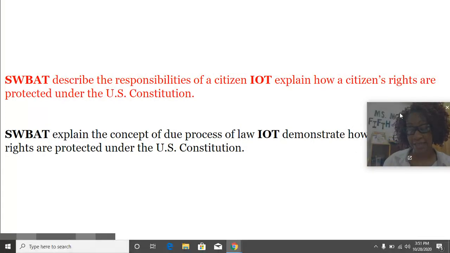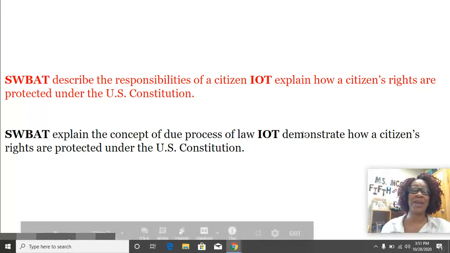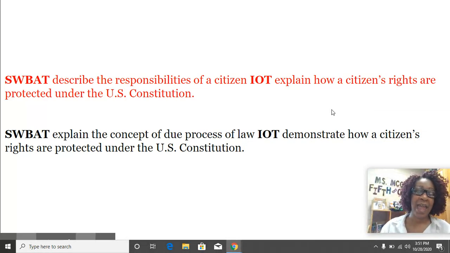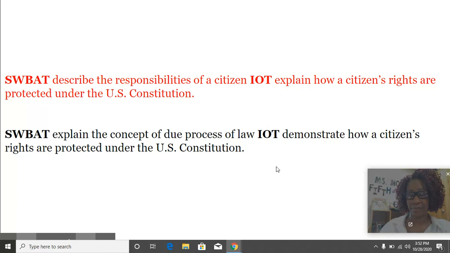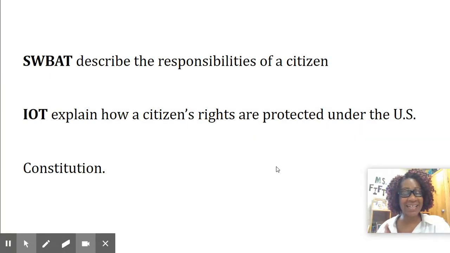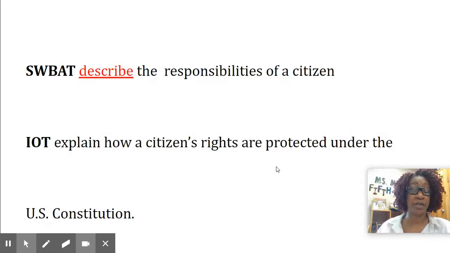For this lesson, we have two PBOs. And we're going to start with the first one. The first one says, students will be able to describe the responsibilities of a citizen in order to explain how a citizen's rights are protected under the U.S. Constitution. And next, we're going to annotate this PBO for any unfamiliar words or any content-specific words, which are those special social studies words.